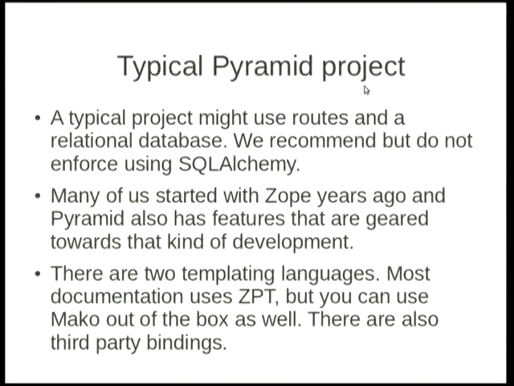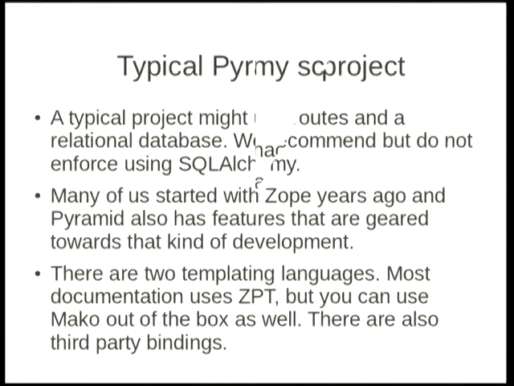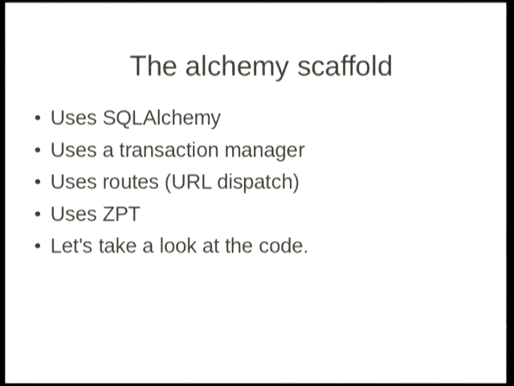This is what I was saying. We have two templating languages, Mako and Chameleon. But there's also bindings for Jinja. So if you like Jinja2, for example, you can use that. And, well, the typical project right now for the audience that we're getting for Pyramid uses routes and a relational database, just like the scaffold that we saw. And like I said before, we recommend SQLAlchemy, but you can use whatever you want to access your database. For example, you could use the Postgres driver directly and make the queries directly, and Pyramid doesn't care, as long as you use a response to respond and get information in the view. Pyramid is fine. Pyramid has also other features that are more slanted towards Zope users, but you don't have to know about that at this point.